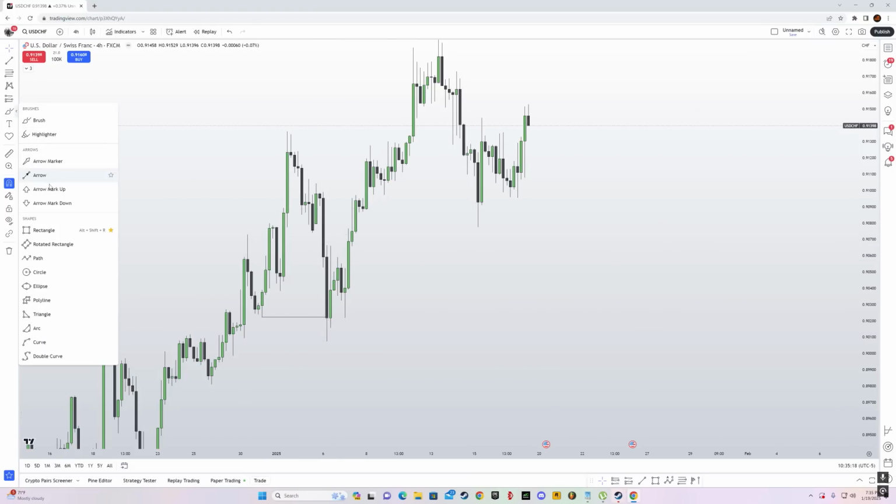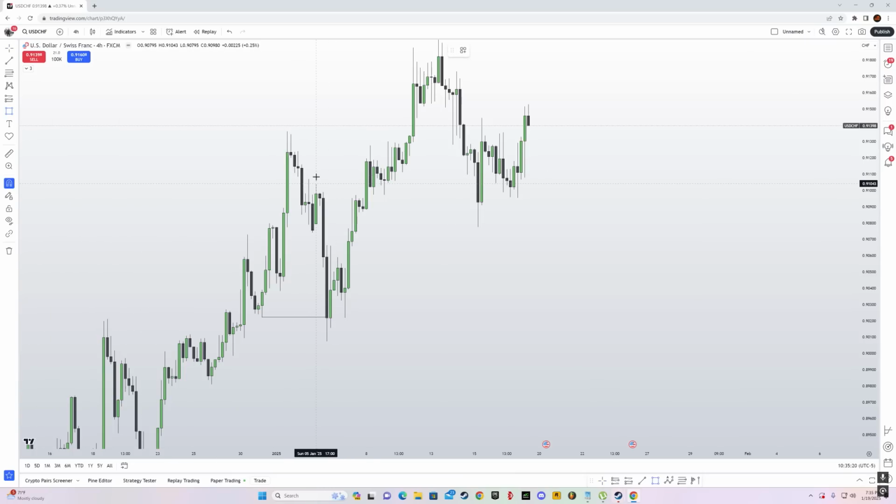So now, instead of looking for a market structure shift or a break of structure, I'm just going to simply mark out the inverse fair value gap. And then notice what happens. When we close above it, this fair value gap gets inversed. Now, my entry is going to be on the retest.